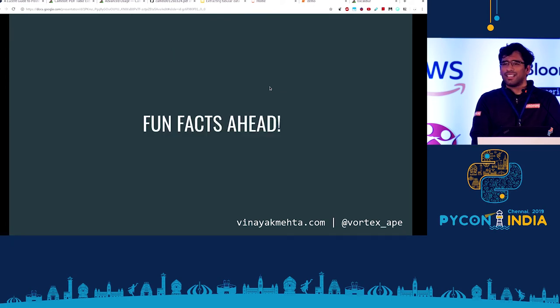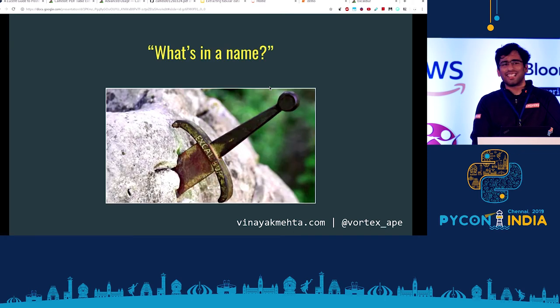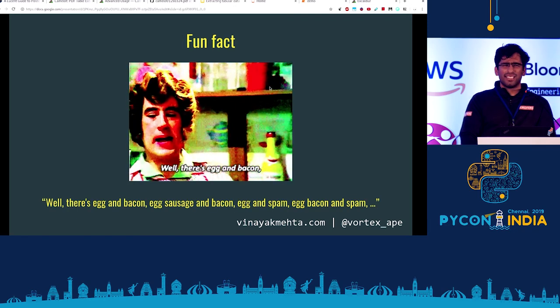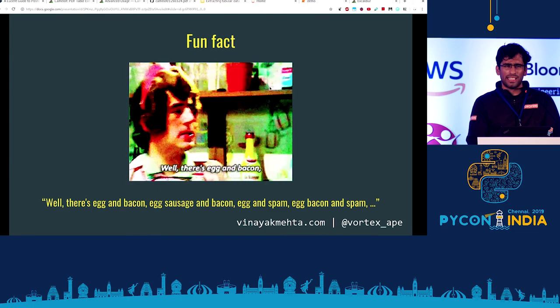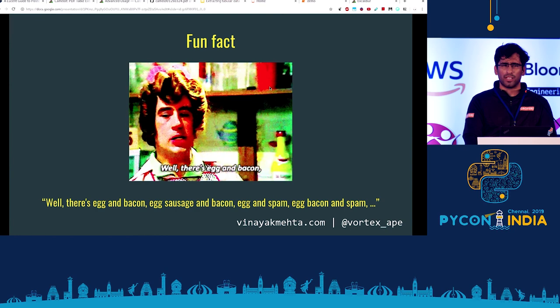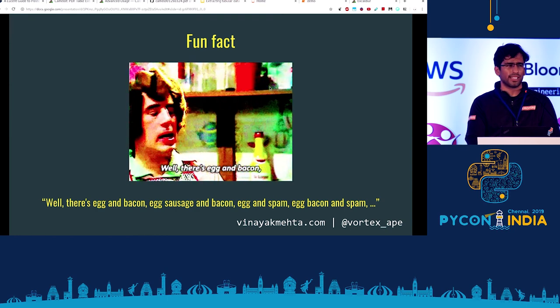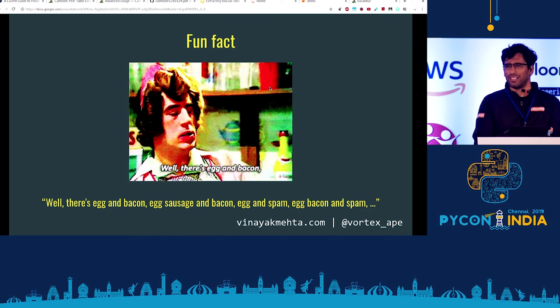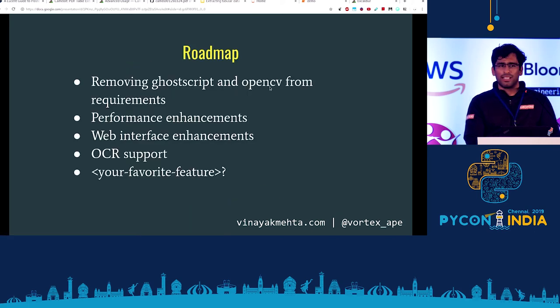Another fun fact. That's the last one, I swear. Or is it? You must be wondering why it's called Excalibur. It's named after the legendary sword of King Arthur. Another fun fact, the metasyntactic variables in the Python documentation are called spam and eggs instead of the traditional foo and bar because of the Monty Python spam sketch. You should check out Monty Python's Flying Circus if you haven't already. Cool, that was most of it.